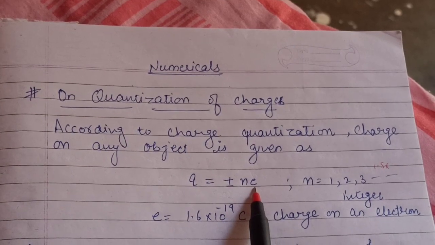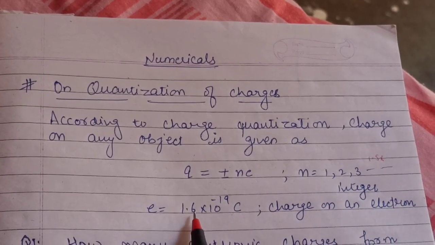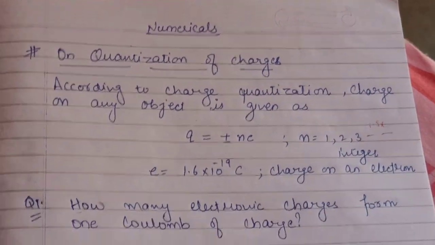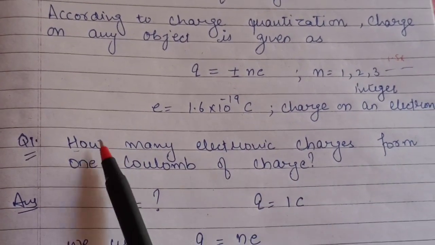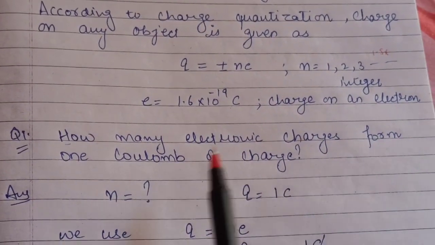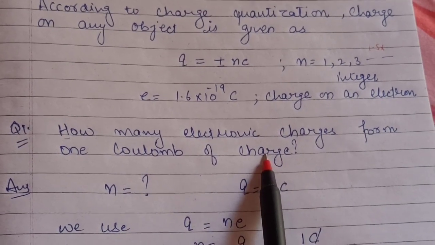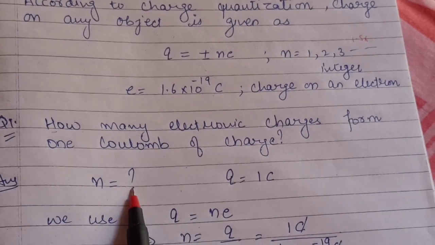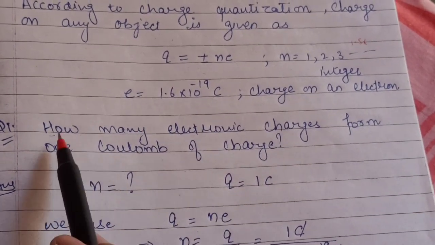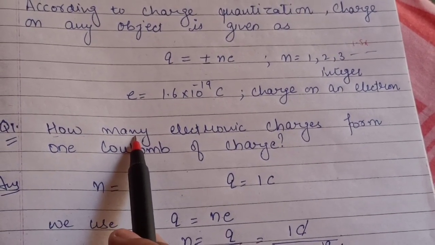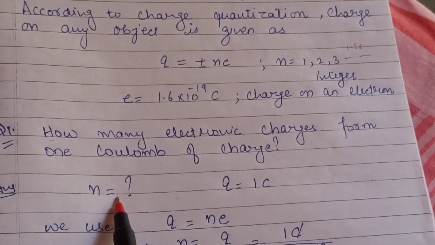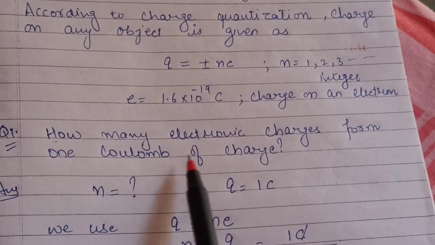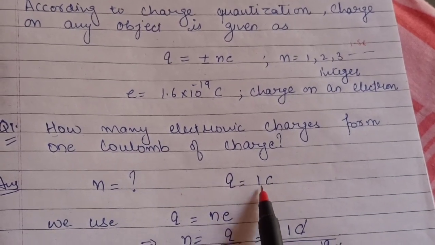Next E is the charge on an electron and its value is 1.6 into 10 raised to power minus 19 coulomb. So let's start with the first numerical. How many electron charges form 1 coulomb of charge. Firstly, read the statement carefully and write down the values which are to be found and which are given. So how many means we have to find the number of electronic charges, means here n is to be found, and the value of charge is given as 1 coulomb.